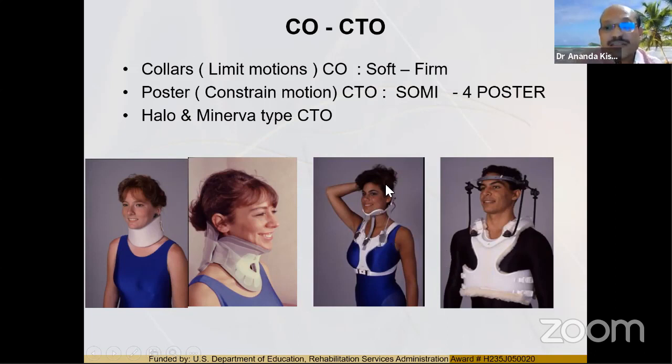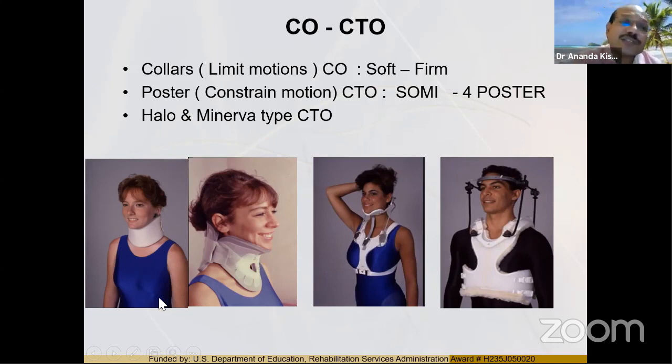But this is a cervico-dorsal orthosis. It comes from the cervical region to the dorsal region, so it can be used for any disease of the cervico-dorsal junction. Basically, there are the collars, the poster, and this is the halo. This is very rigid. This is flexible. This is semi-rigid. You can see that these are very rigid orthoses.